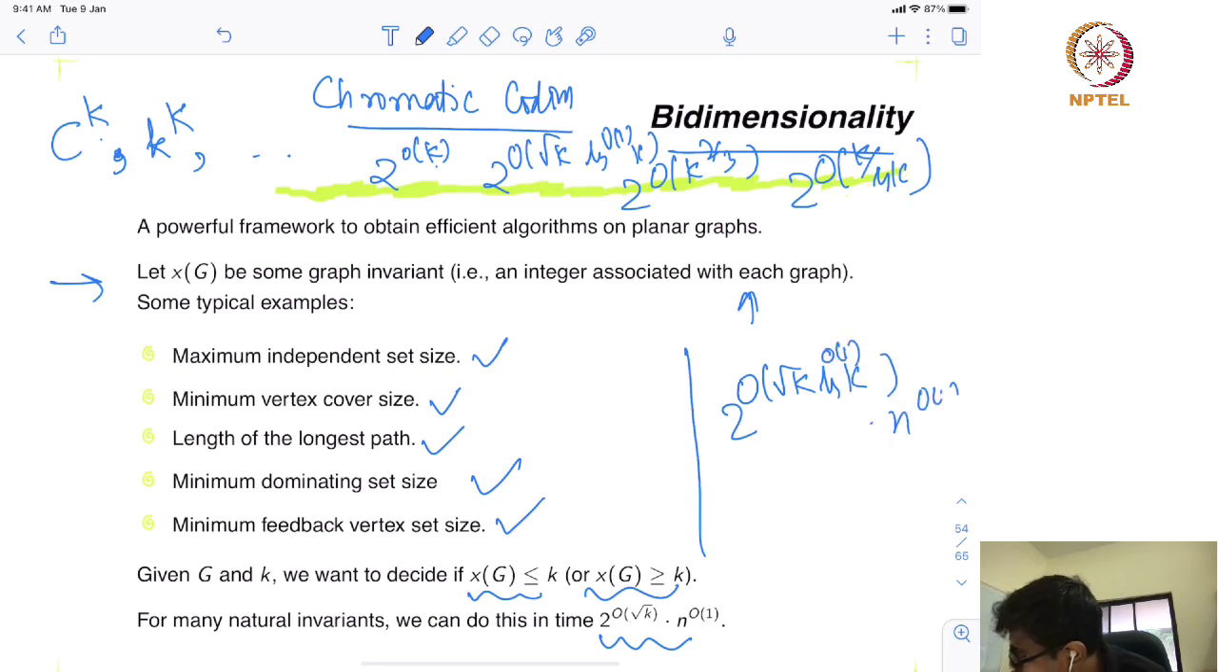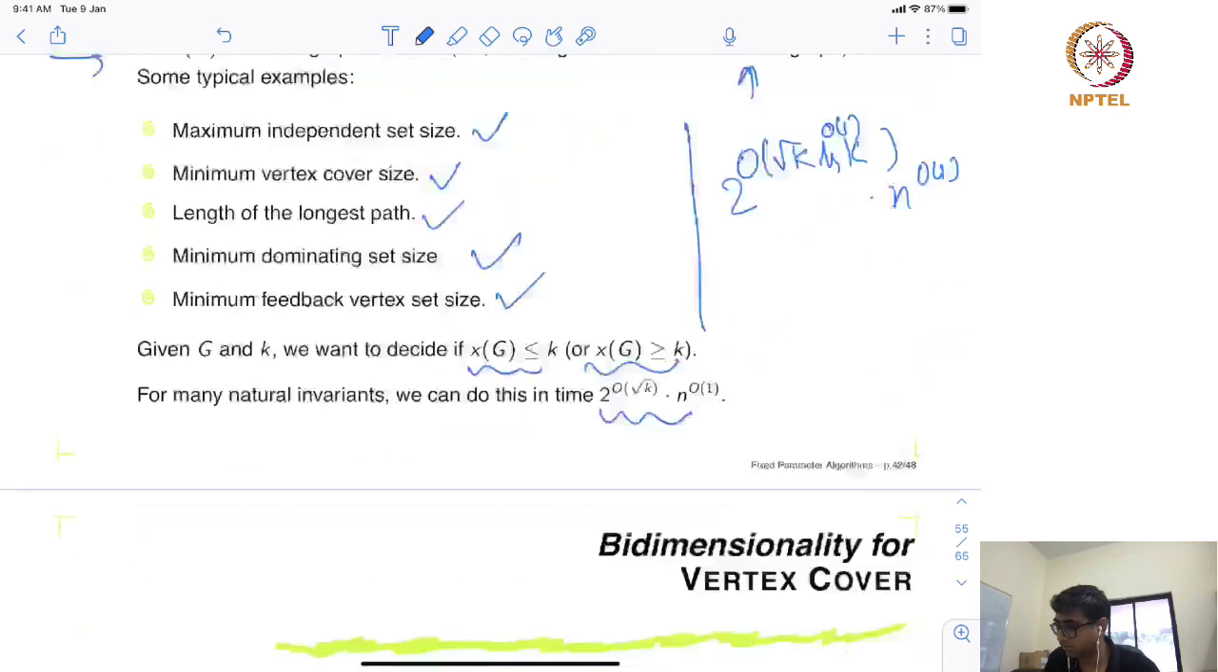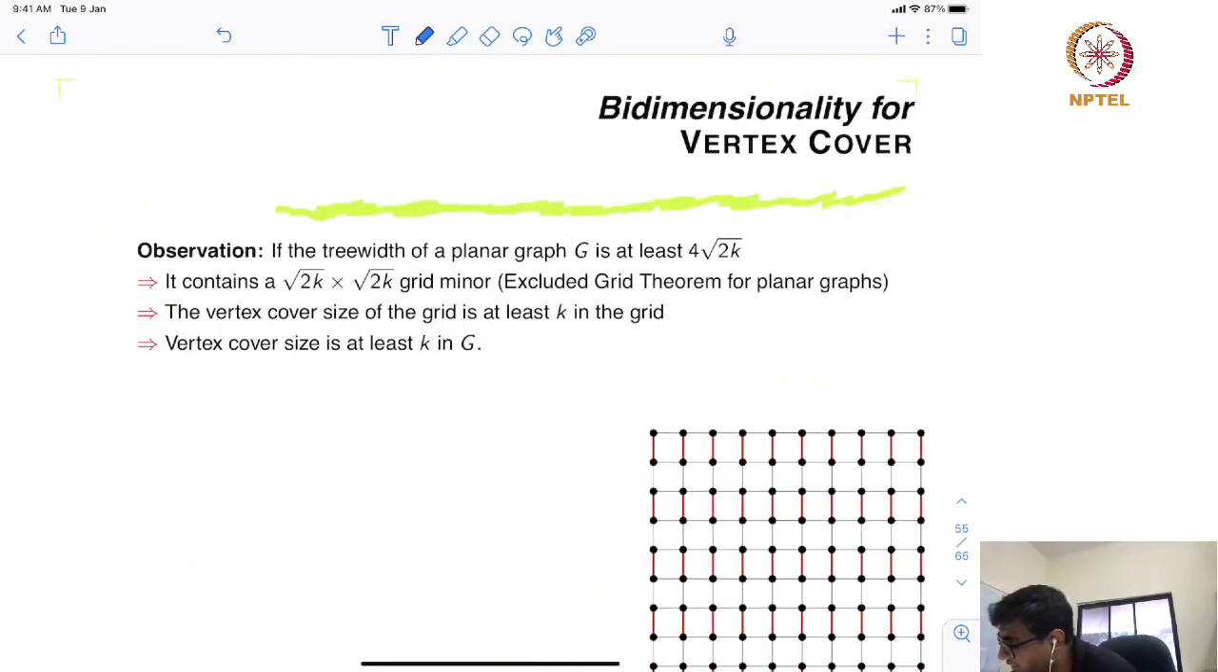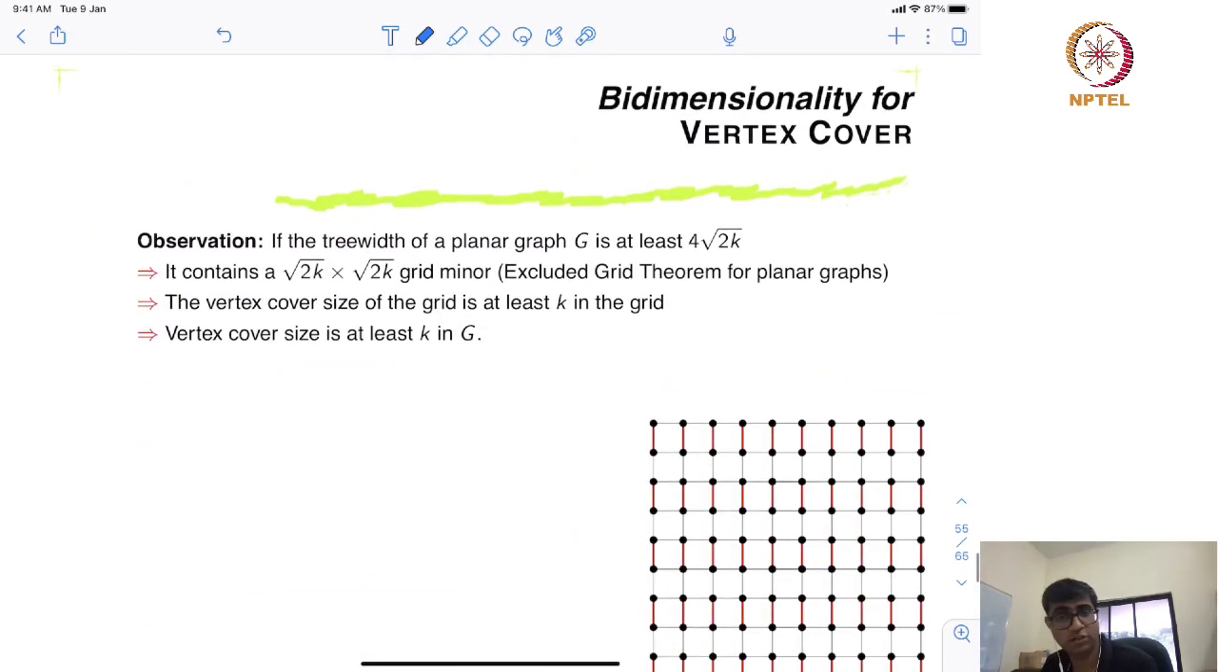Okay. And we will see how we will be able to do this. Our observation is very simple. Let us look at the vertex cover. I say, if the treewidth of a planar graph G is at least 4 root k, okay, fine.